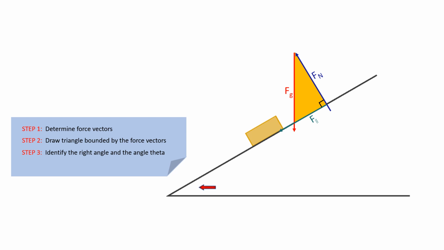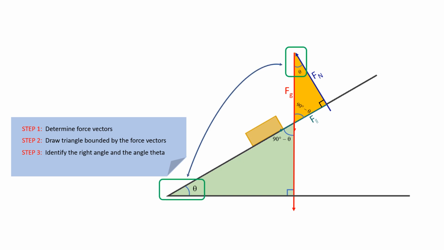We start by marking off the angle of the incline as theta. We extend the gravitational force vector and mark the vertex as a right angle. This creates a triangle whose third angle is equal to 90 degrees minus theta. The angle opposite will also be 90 degrees minus theta, making the third angle equal to theta. This is equal in measurement to the angle of the incline.